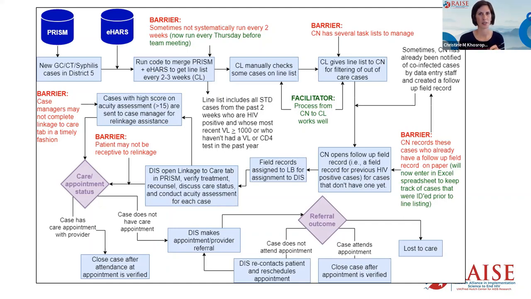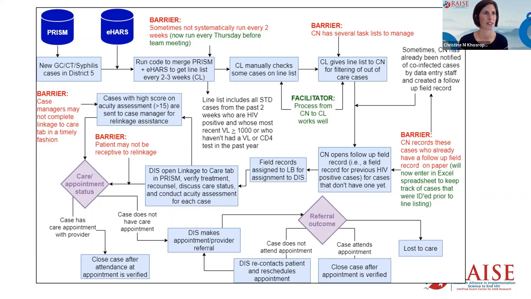So you can see how detailed each of these steps are, really, because we felt like we needed to get to that level of detail in order to really be able to delineate the barriers and facilitators and figure out how to optimize the process. You'll note here, and I'll come back to this later, on the bottom half of this process map, there's not a lot of barriers and facilitators recorded, and I'll come back to that in a second.